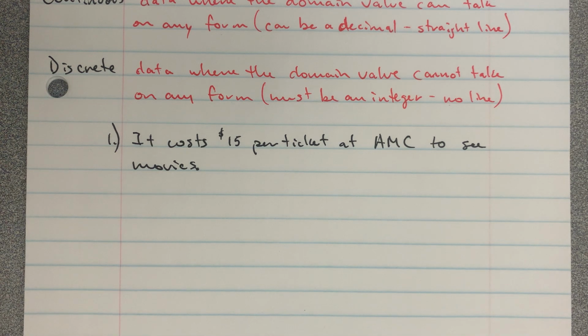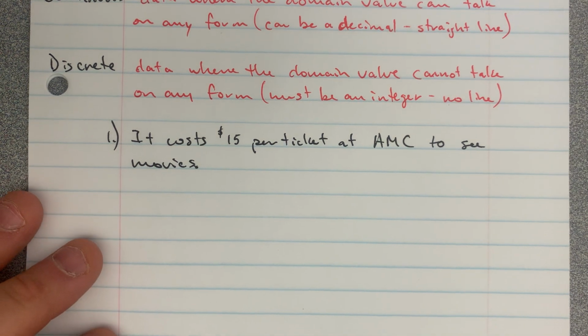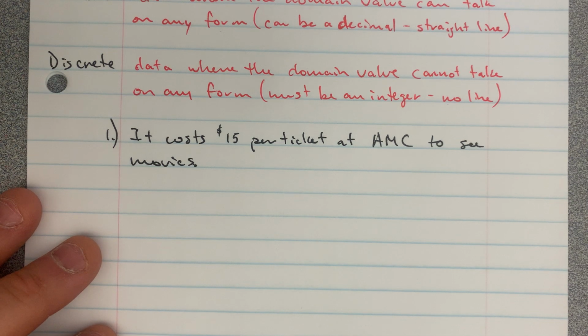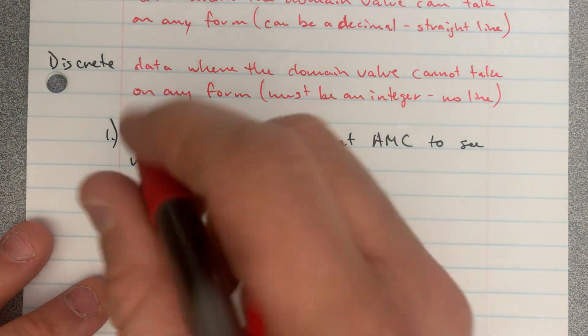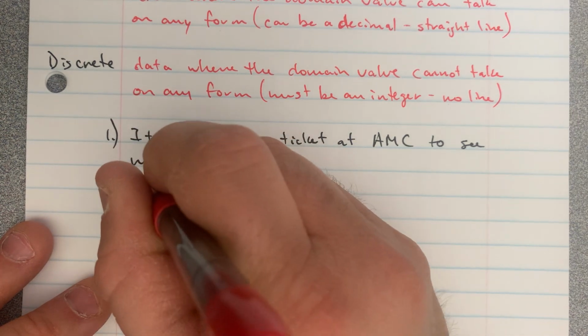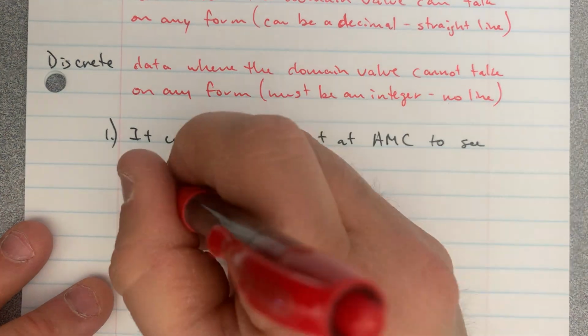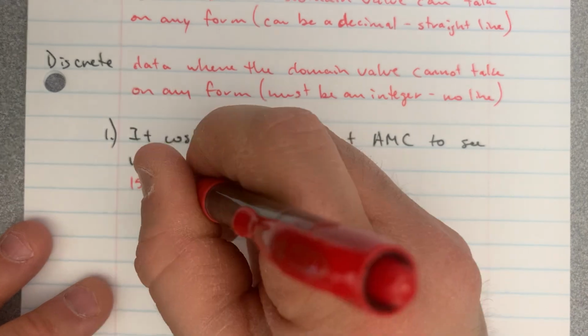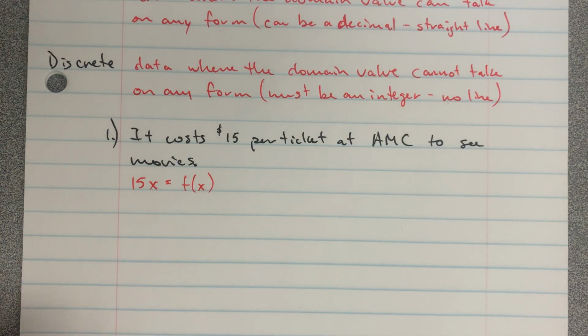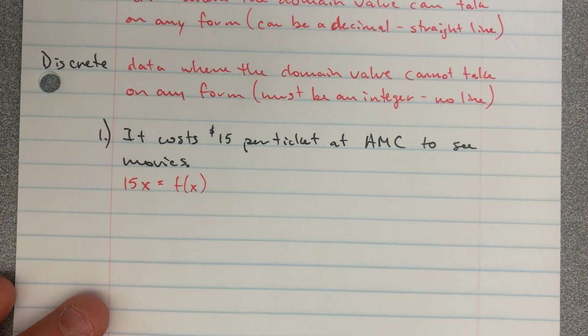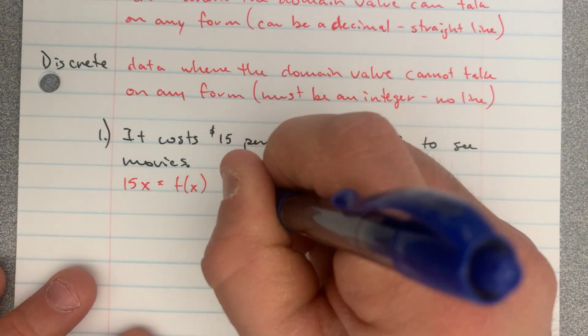So the first thing that I would do is I would write this information as a function. This information as a function would be $15 per ticket. We don't know how many tickets that's going to be, and that's going to equal y or f of x. All that's saying the same thing. Then I'm going to take this information and put it into an input-output table.